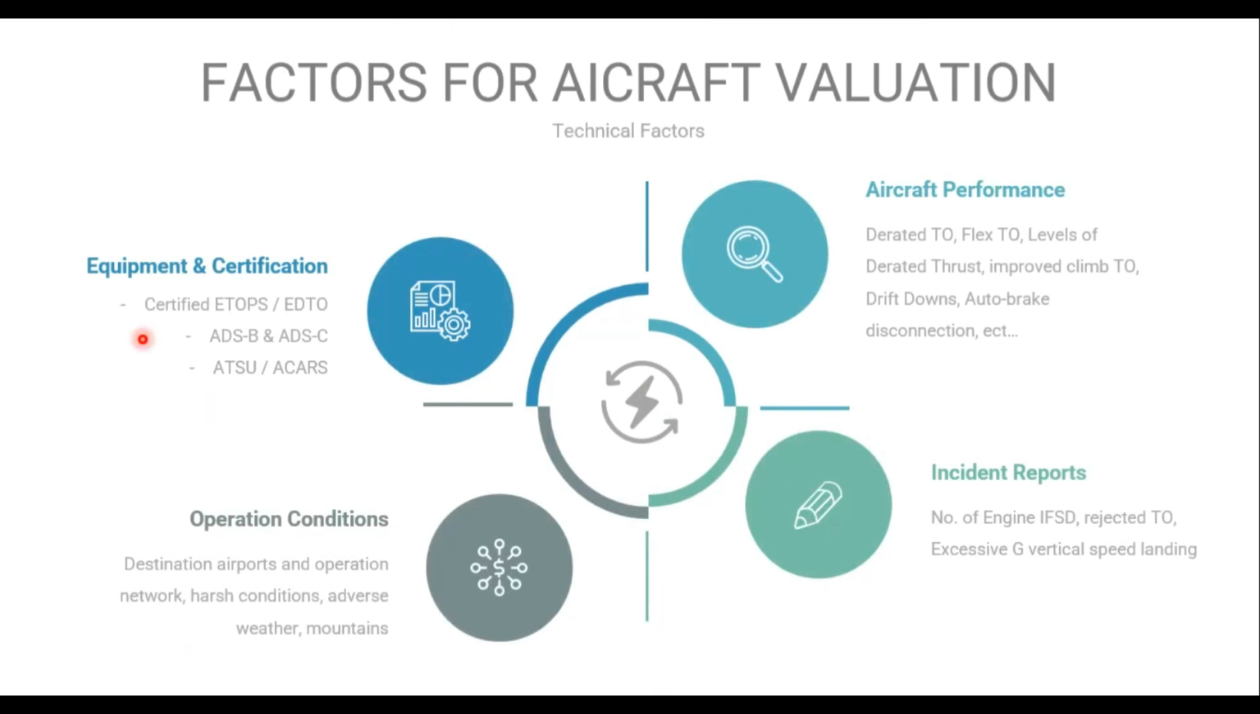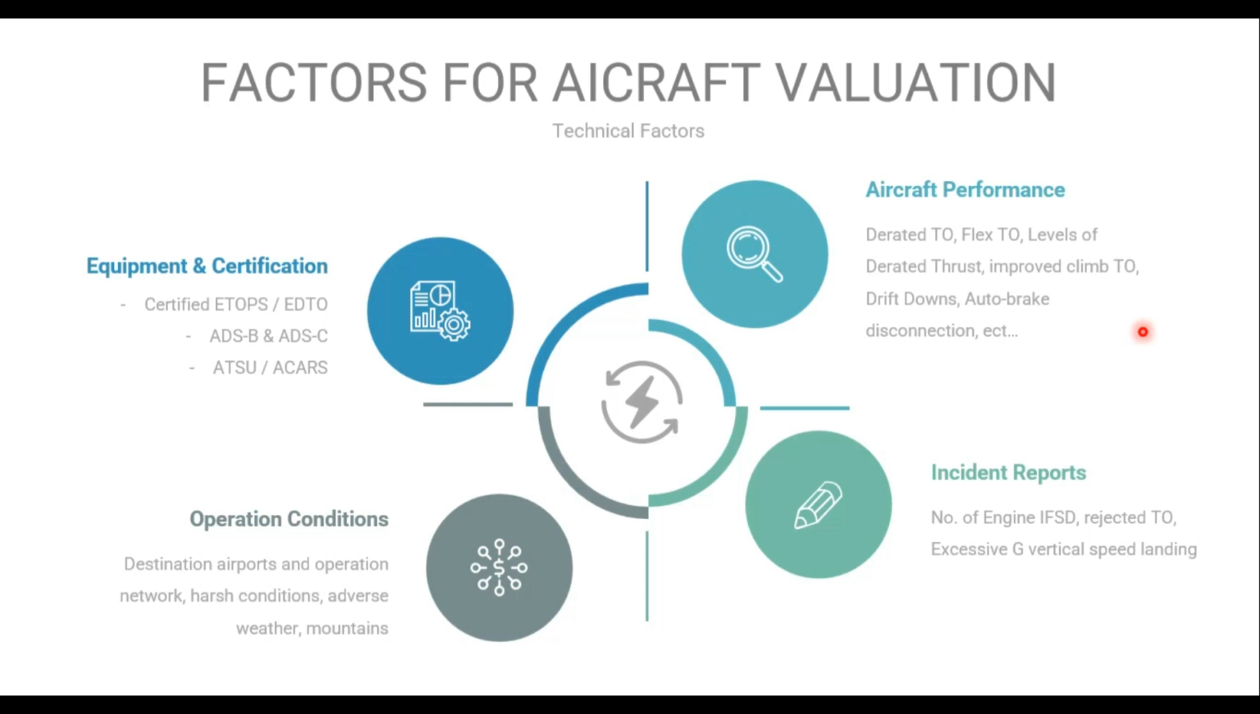For example, what are the extras on this aircraft? Is this aircraft equipped with ADS-B or ADS-C, ATSO system, a card system? Is it certified ETOPS or EDTO? What are the types of certifications and approvals and extras on this aircraft? Also, the aircraft performance. How many derated takeoffs do I have on the aircraft? Some aircraft have only one derated takeoff, and some other aircraft have takeoff 0, takeoff 1, takeoff 2, takeoff 3, so 3 or 4 derated takeoffs.